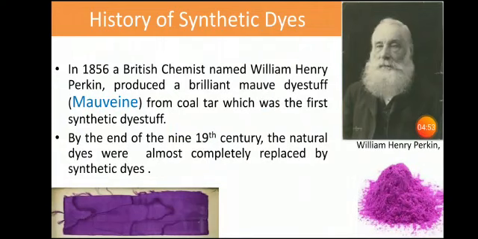Now synthetic dyes. Scientist William Henry Perkin first synthesized, or first discovered, a dye. This was an accidental discovery. He discovered the first dye, called mauve, which was obtained from coal tar. At the age of 18 only, this scientist discovered this dye, and it has a purple color.